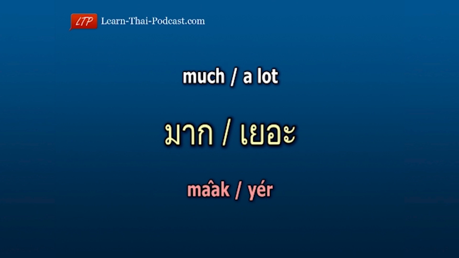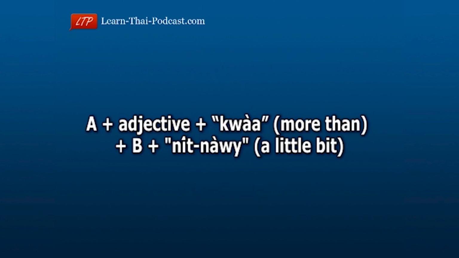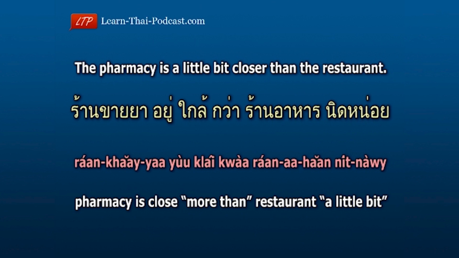Okay, let's have a look at the next type of comparisons. This time with a little bit, นิดหน่อย. The sentence structure is very similar to the previous one. So the first thing you want to compare plus the adjective plus กว่า the second thing you want to compare and นิดหน่อย. Here's an example.